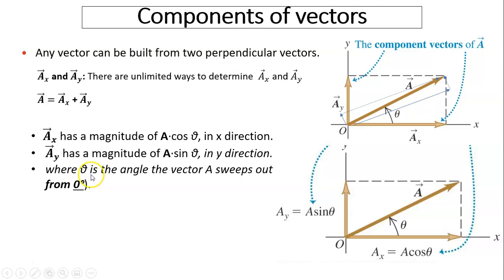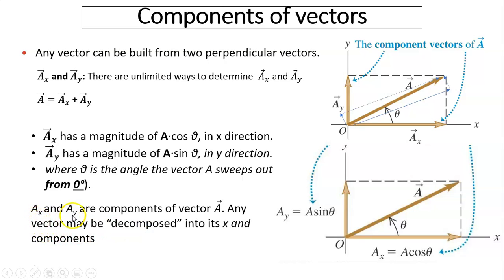But pay attention, in this case, A cosine and A sine is when theta is the angle swept out from 0 degrees. Sometimes if you are given this theta, then AX has to be sine because that's opposite of theta. AY would be adjacent. So pay attention to how theta is given to you when you determine AX and AY. So AX and AY are called components of vector A. Any vector can be decomposed into X and Y components.